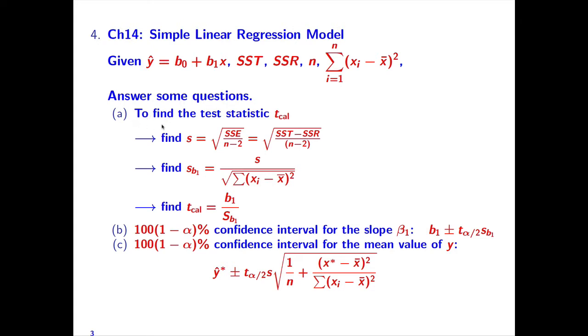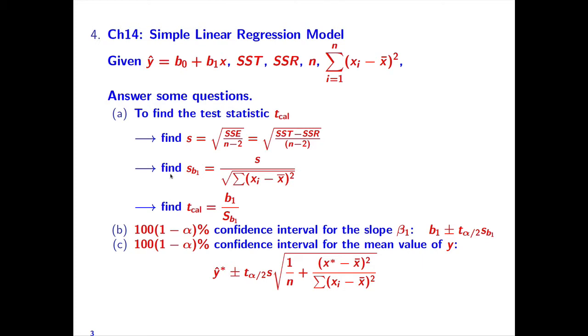To find the test statistic tcal, we need to have those 3 substeps. Substep number 1, you find the standard error of the estimate S, which is equal to the square root of SSE over n minus 2. And we do not have SSE, but we have SST and SSR. So this S is equal to the square root of (SST minus SSR) over n minus 2.